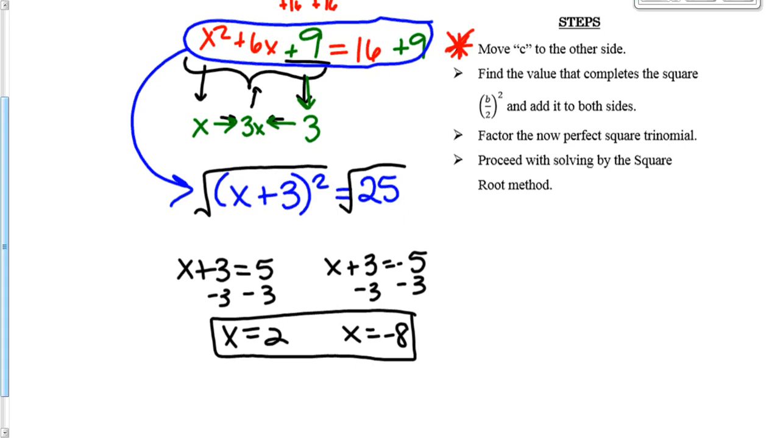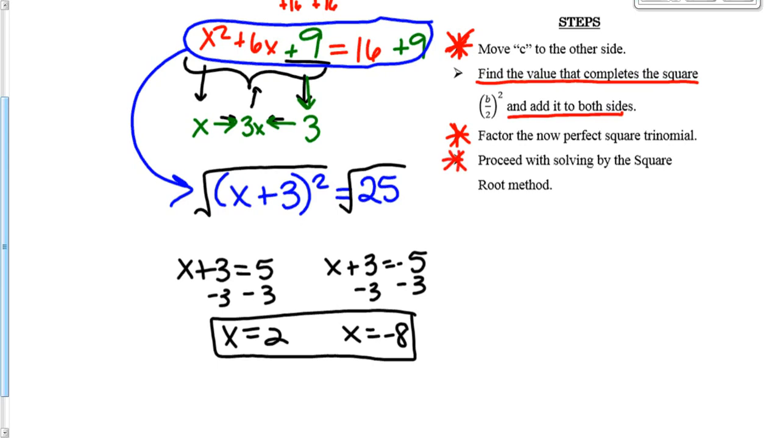Then we found the value that would complete the square and added it to both sides. That was the green 9 up there. We realized that was what was going to help me make the left side into a perfect square trinomial. So I added a 9 to both sides. Then I factored the perfect square trinomial. That was the blue step. And then I just proceeded with solving.